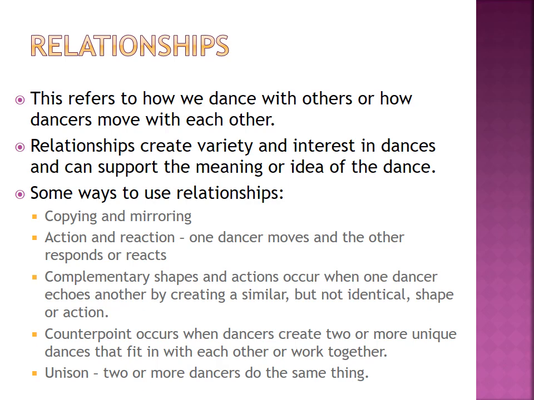We can have complementary shapes and actions, which occur when one dancer echoes another by creating a similar but not identical shape or action. We could have counterpoint. This is when we have two dancers who are dancing different dances, so they're unique, but they somehow fit in with each other or work together. And of course, we can have unison, where two or more dancers are doing exactly the same thing.